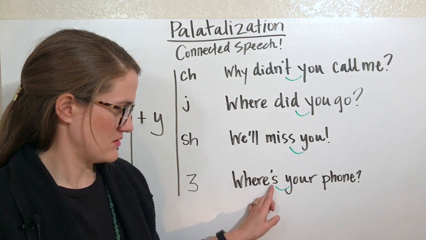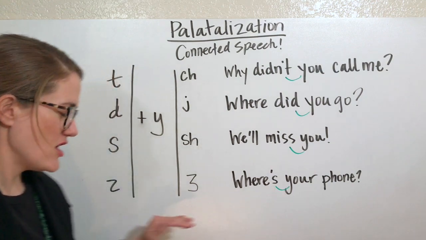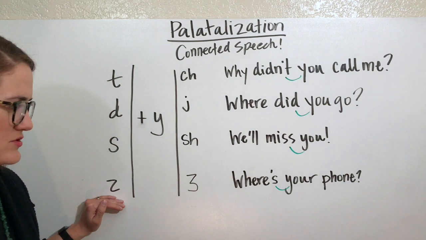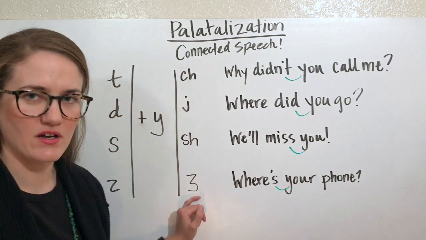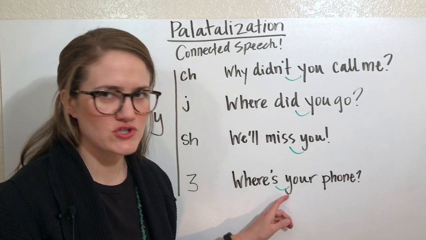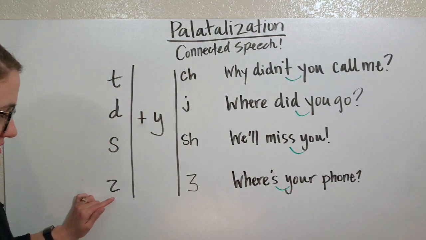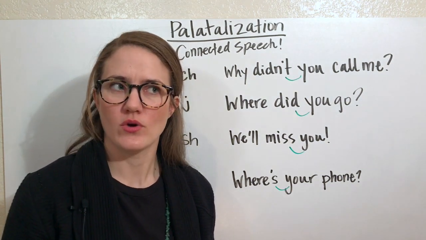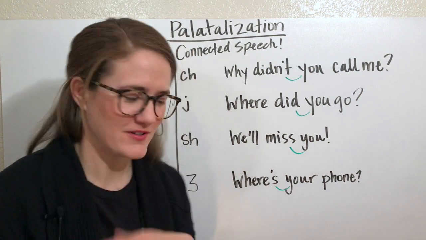Where's your phone? Now you see that there's an S, but it has a Z sound. Where is your phone? So this Y turns into a J. Where's your phone? Hey, where's your phone? Okay? So remember, we're talking about the sound. Hey, where's your phone? I need to borrow your phone.